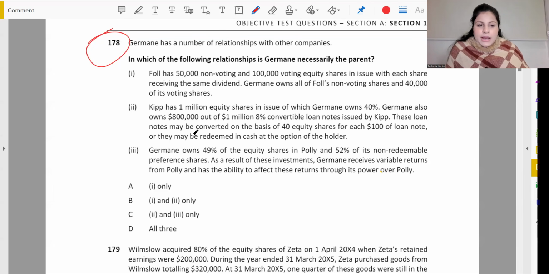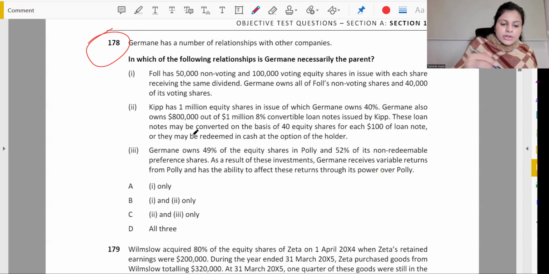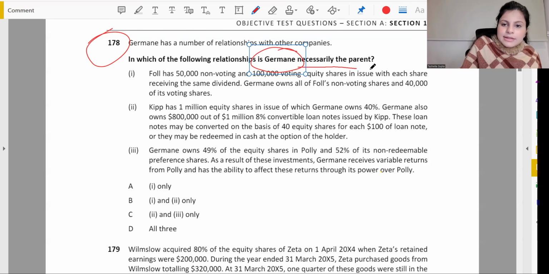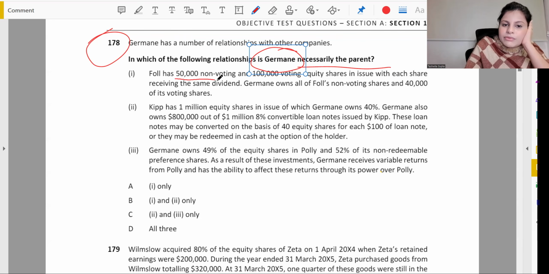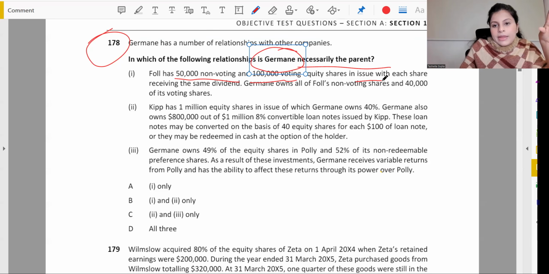Here we are supposed to tell in which of the following relationships is Germain necessarily the parent. Let us read it. Where is this company necessarily the parent? Fall has 50,000 non-voting and 1 lakh voting equity shares in issue, with each share receiving the same dividend. And Germain owns Fall's non-voting shares and 40,000 of its voting shares.